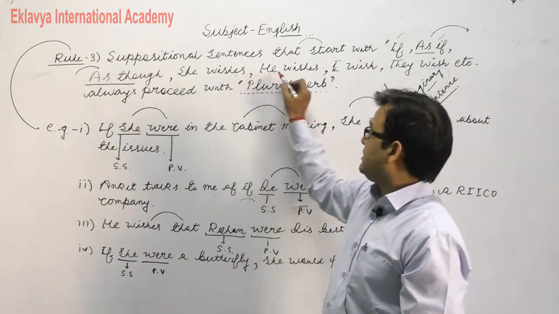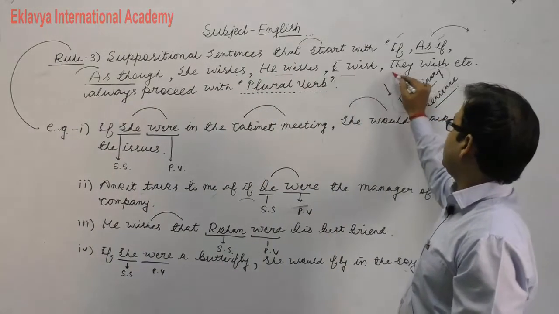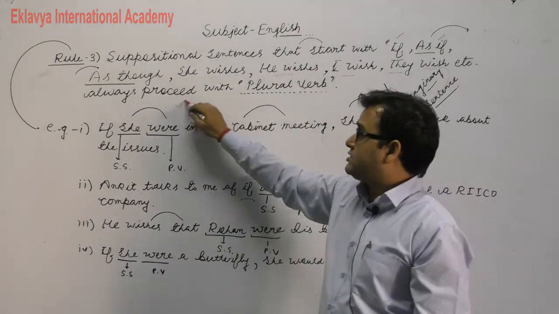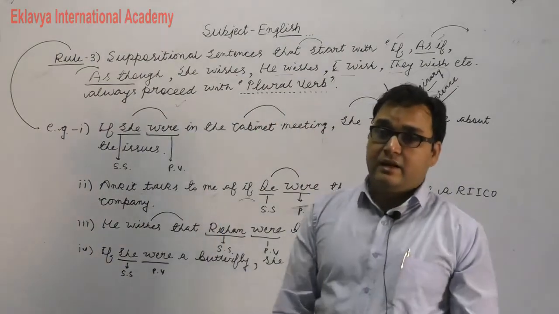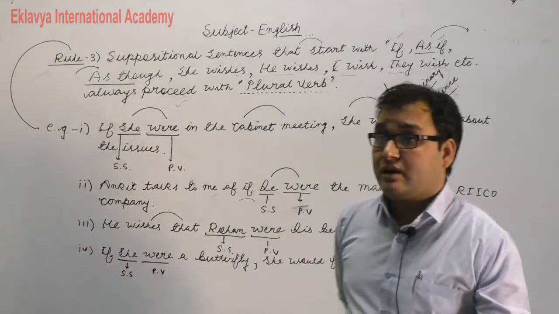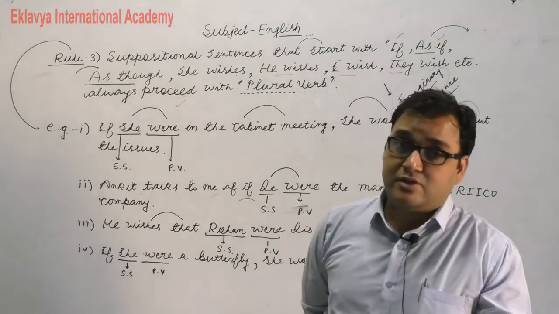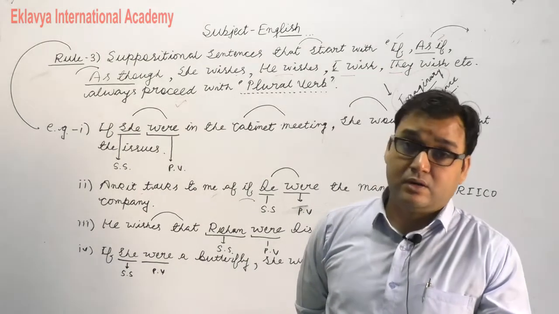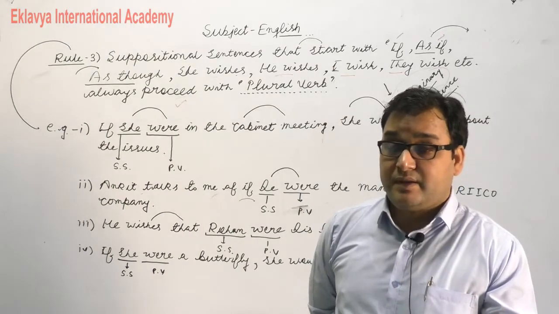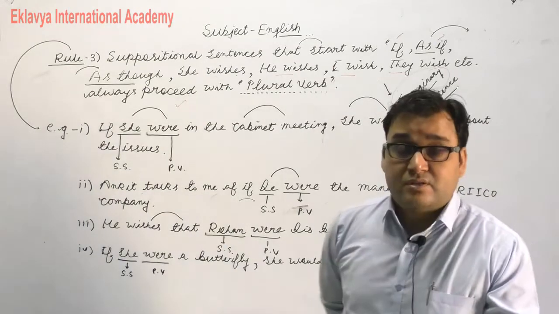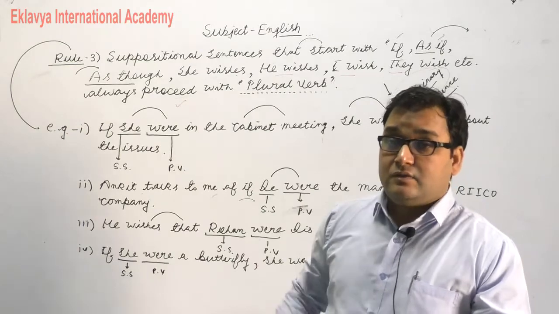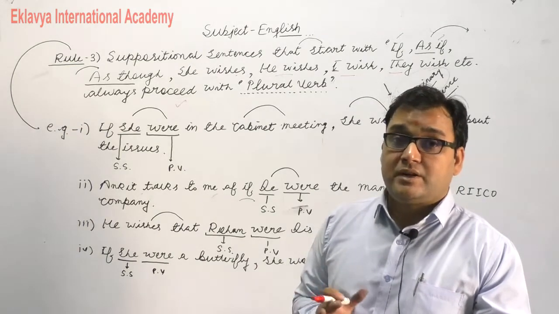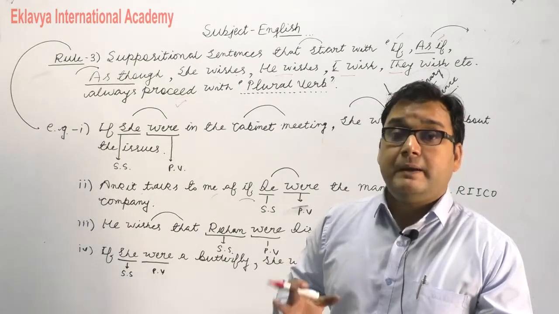She wishes, he wishes, I wish, they wish, etc. always proceed with a plural verb. The thing is that if you are writing an imaginary sentence, you have to mention a plural verb there. Either your subject is singular or plural, or of the first person, second person, third person, it doesn't matter. The verb will not be influenced by the number and person at all. The verb will always be a plural verb.